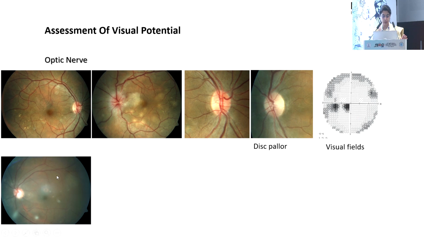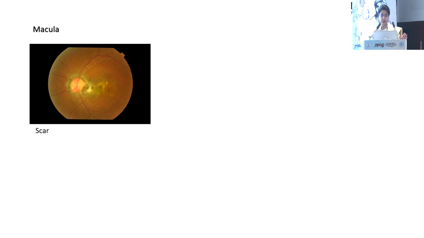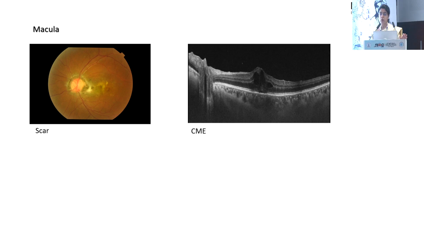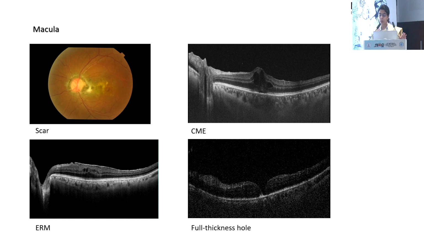This is another case of intermediate uveitis, and while we are busy looking at the snowballs, we might miss the glaucomatous disc here. So get a field done, and before planning surgery, all this has to be informed to the patient. Pupillary response and color vision should be checked, especially if the patient is on anti-TB therapy. Assess the macula, look for scar. Wherever possible, get an OCT done. Look for CME, ERM, and you might even see a full thickness macular hole in these eyes.